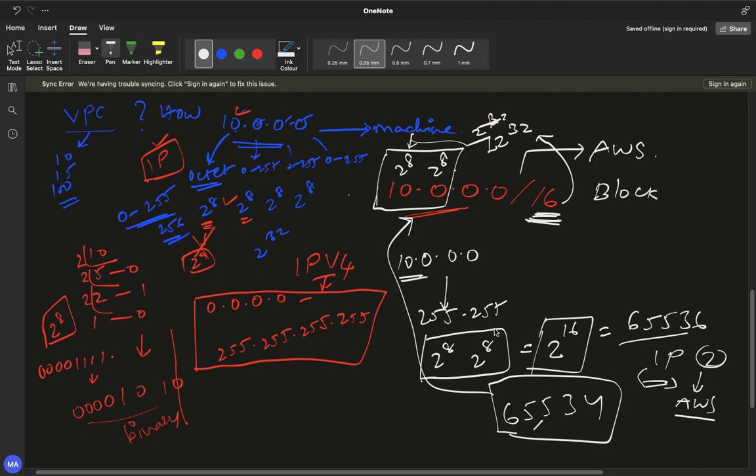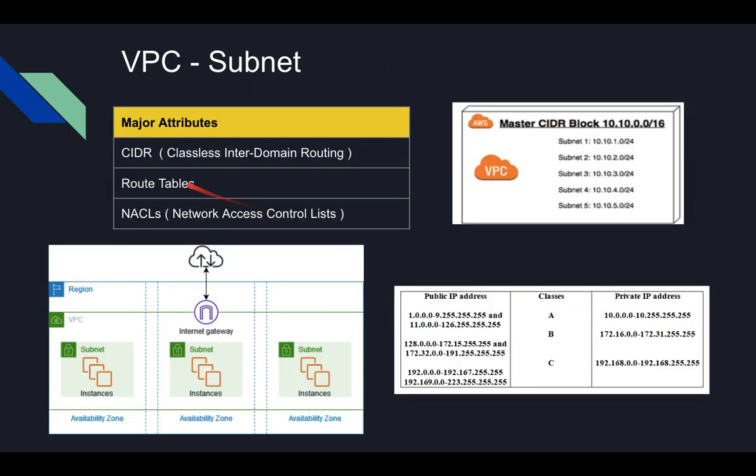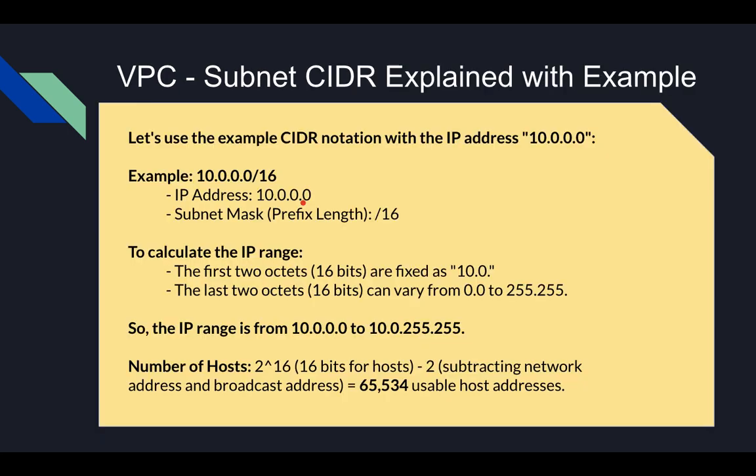Okay, so if you see here, the same thing. The first 2 octets are fixed, and the next 2 range from 0.0 to 255.255. So your IP address ranges from 10.0.0.0 to 10.0.255.255. You are saying a simple thing to Amazon: hey, I want to have my VPC launched. This is my range, like what we discussed, the CIDR range, classless inter-domain routing range. So this is the range in which my IP addresses should be.